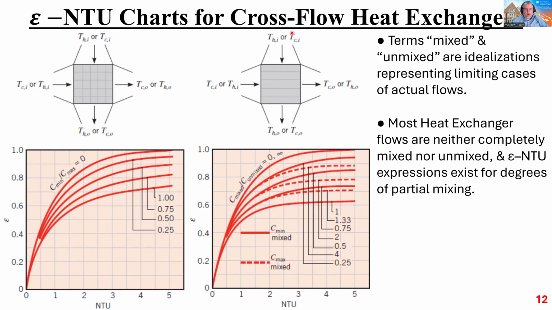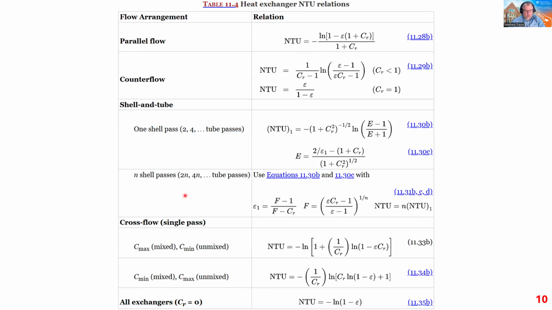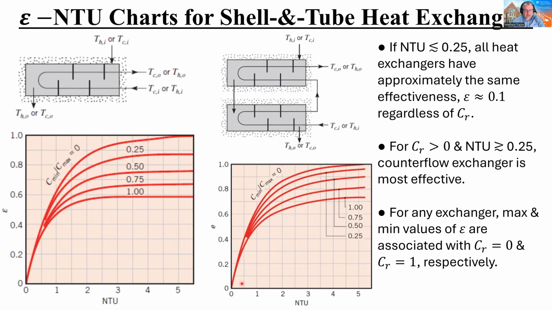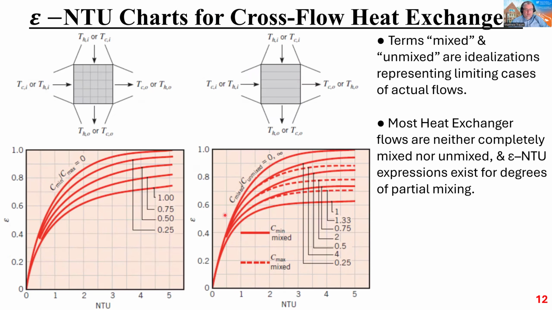Here we have cross-flow heat exchangers, same story. Everything that I just said is true. This is just another chart that's representative of this set of equations. There is a weird nuance here. Notice that there are mixed and unmixed curves. What does that mean?